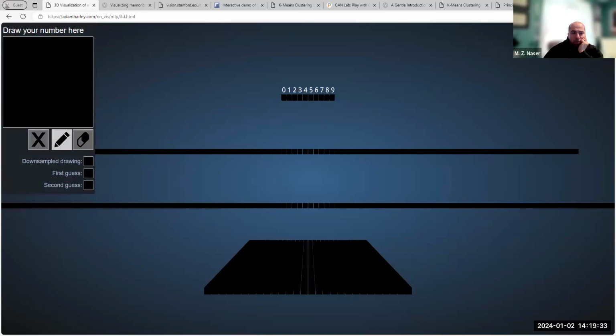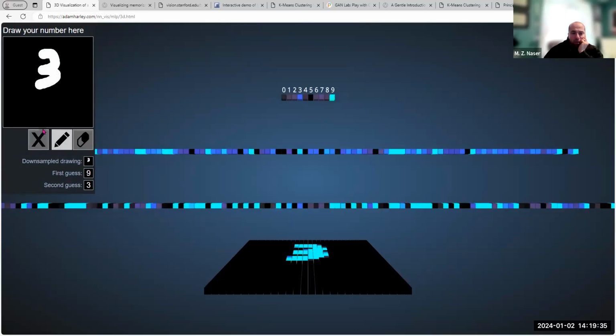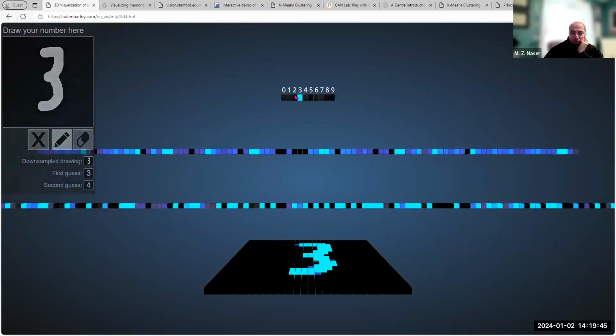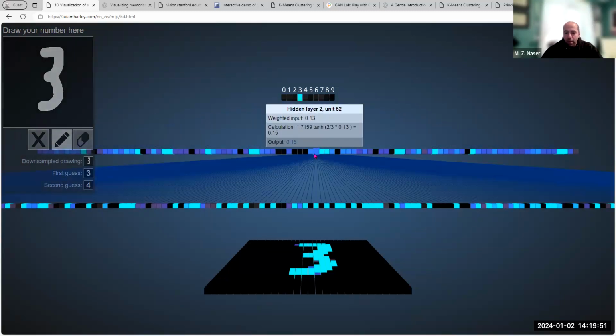Let me see. Can we do 3? What about this? 3. Okay, between 9 and 3. Is there a way that I can? There we go. What about now? Okay, 3. Now the first guess is 3. Second guess is 4. So you can actually trace back how each one of those cells, and you have the input weight, and you have the calculation, and you have all those things. So this is how the multiplication, or the weights between the different neurons and layers.